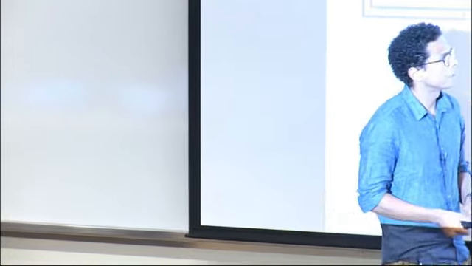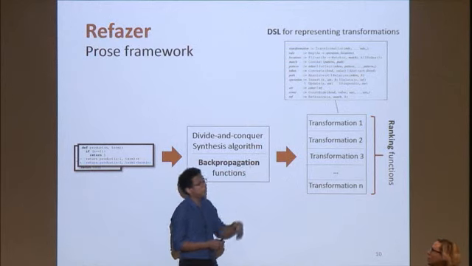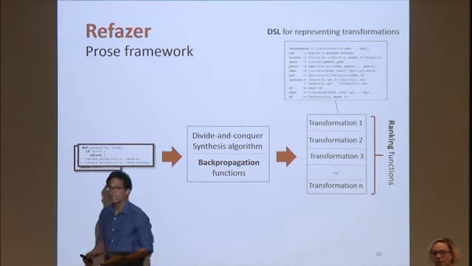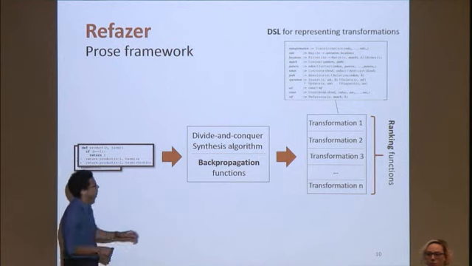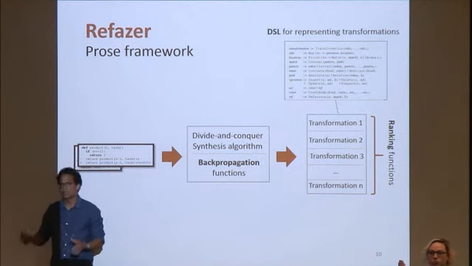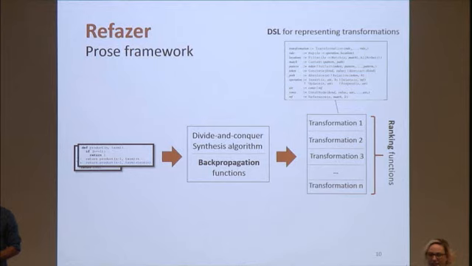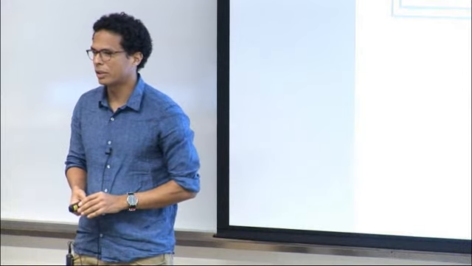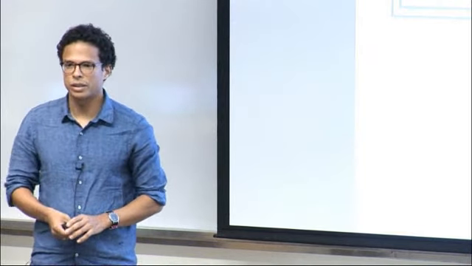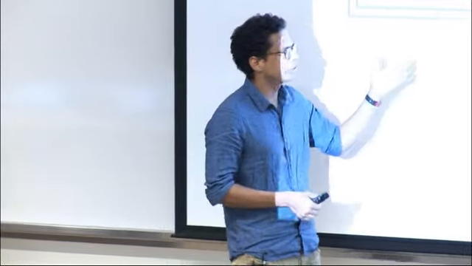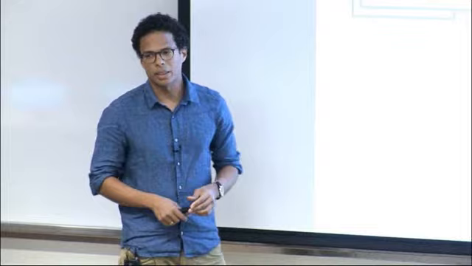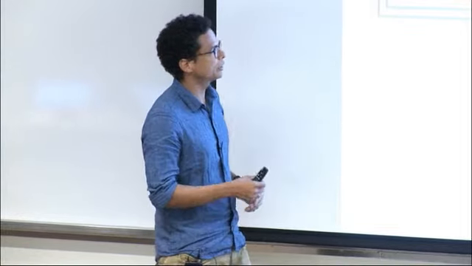We have to design a domain-specific language that represents the transformations that we want to learn. And Prose has a general meta divide and conquer algorithm to do the synthesis. This algorithm is general in the sense that it can be used in different domains. It was mainly used in the past in data wrangling, for automating data wrangling tasks. Here we will use it for automating program transformations.